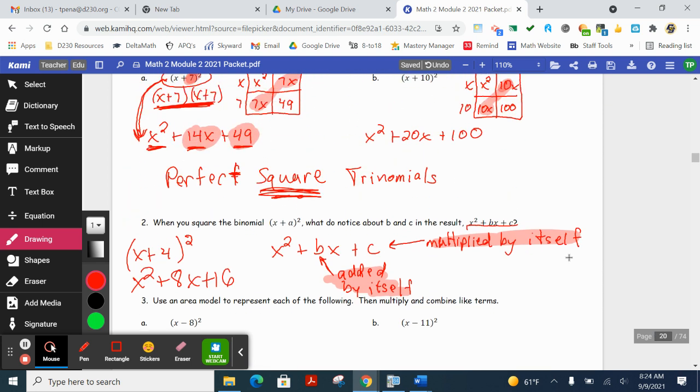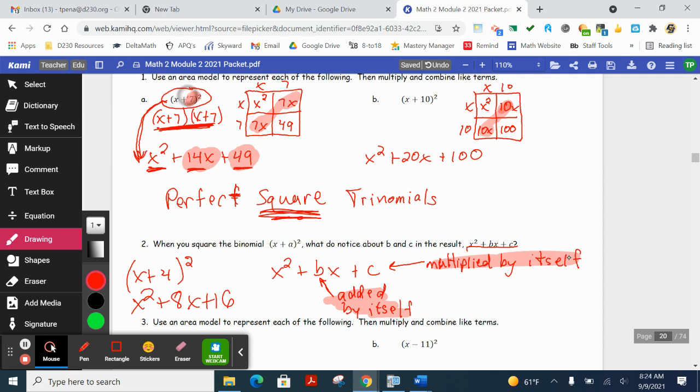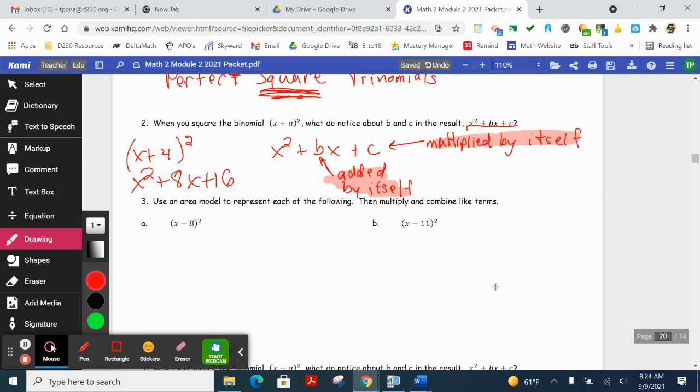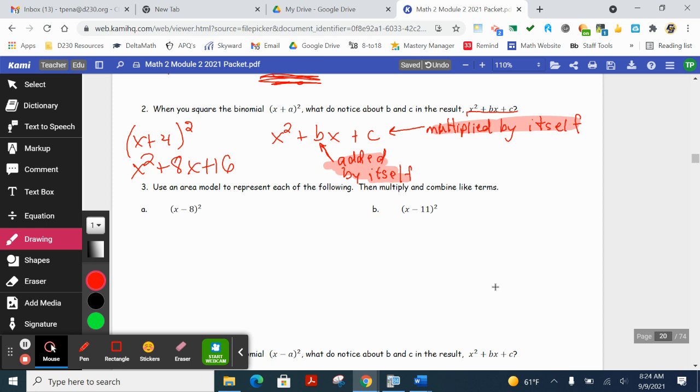Only difference here is, see how these are all pluses, x plus 7, x plus 10. These are now x minus 8, x minus 11. So let's use our area model first to see if this is going to follow the same pattern. These are squares because it's the exact same thing. There's an x and a negative 8 for your width and an x and a negative 8 for your length.